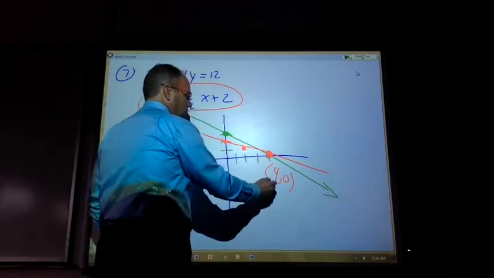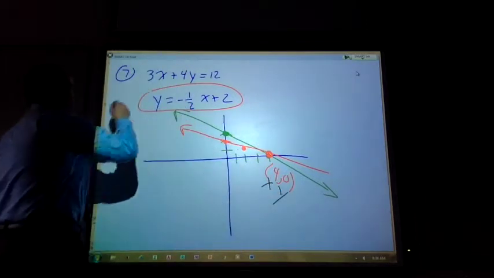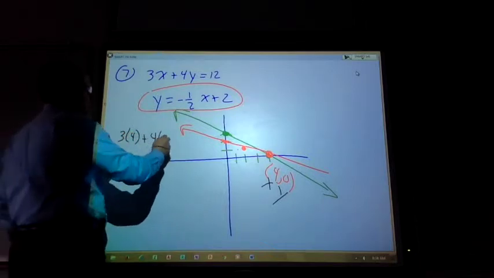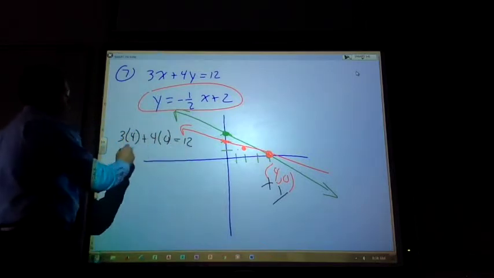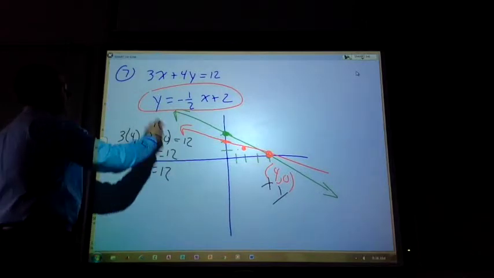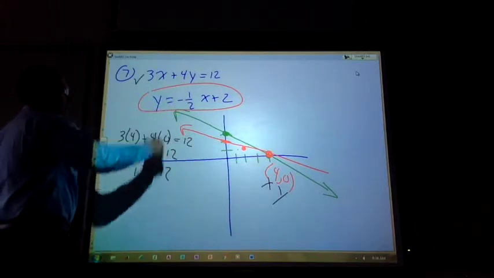So that's x. That's y. So I'm going to get 3 times 4 plus 4 times 0. Is that equal to 12? Is 12 plus 0 equal to 12? Is 12 equal to 12? Yep, works there. Plug it into the second one.